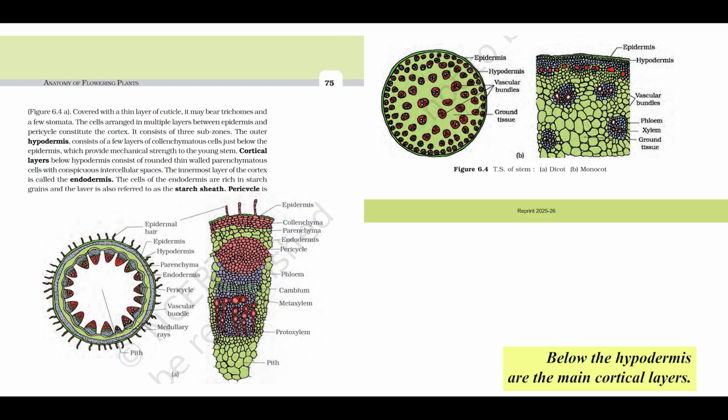Below the hypodermis are the main cortical layers. These are usually made of rounded, thin-walled parenchymatous cells. A key feature here is that they have conspicuous intercellular spaces. This facilitates gas exchange within the cortex and provides areas for storing food and water.